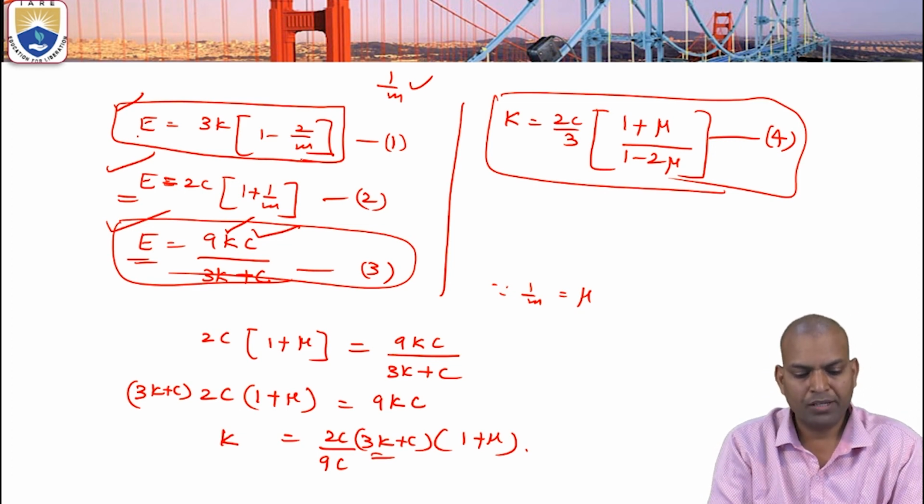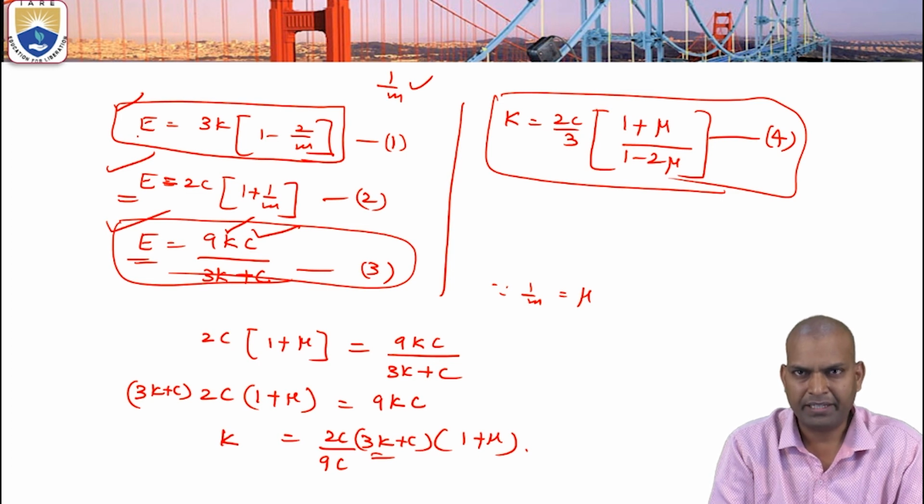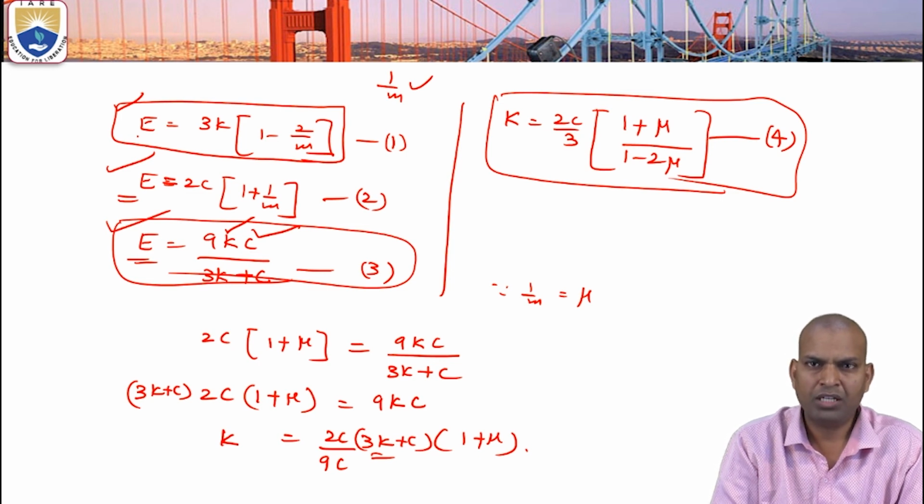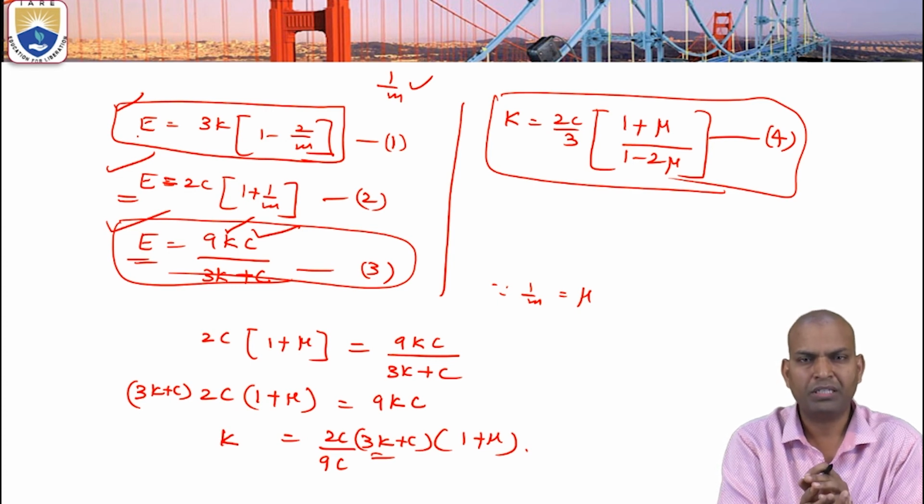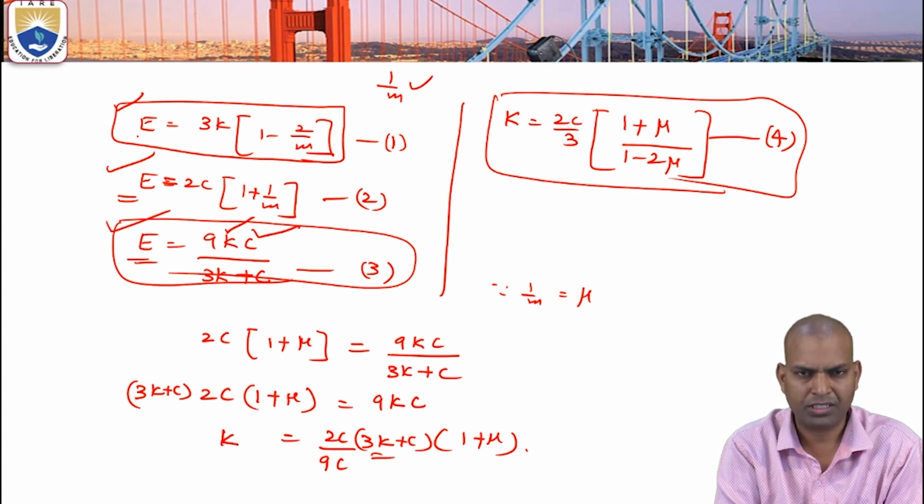So by using these three relationships and equating combinations, equations 1 and 3, 1 and 2, and 2 and 3, we can obtain different relationships between different elastic constants.